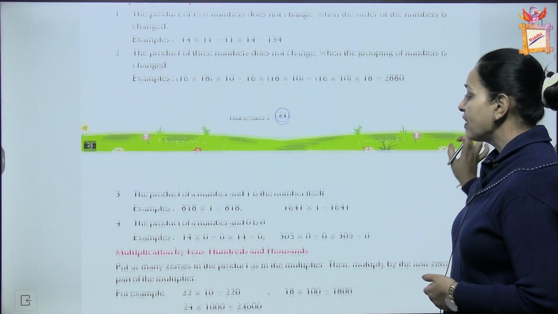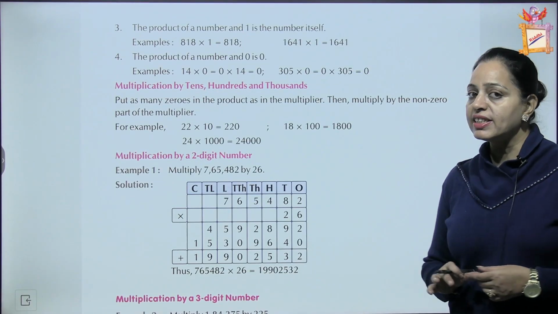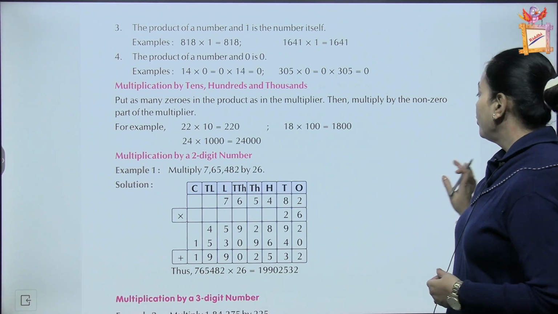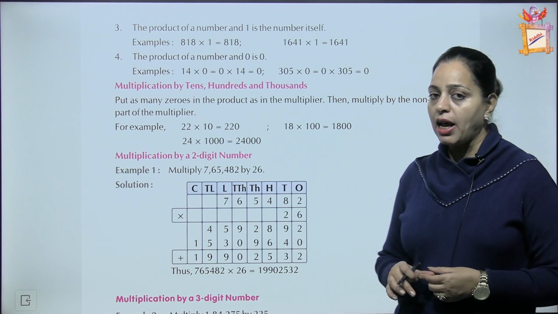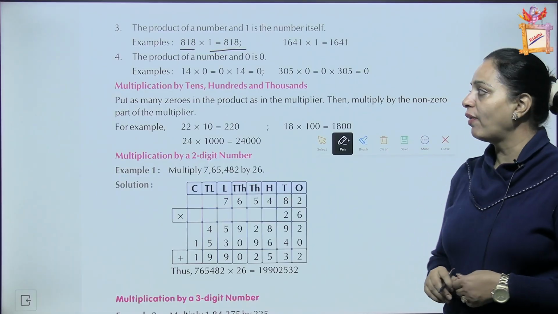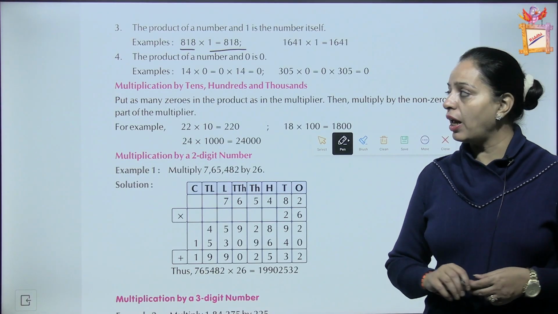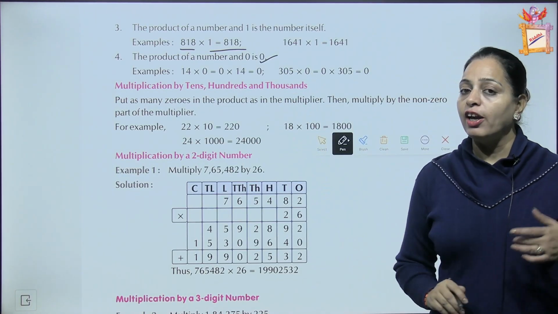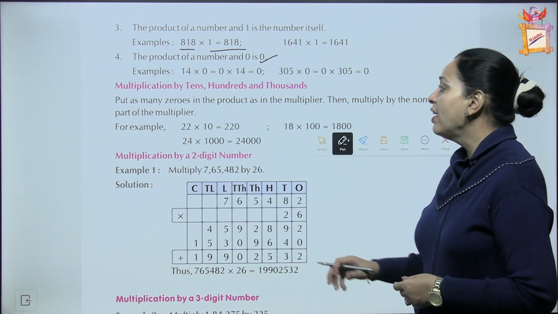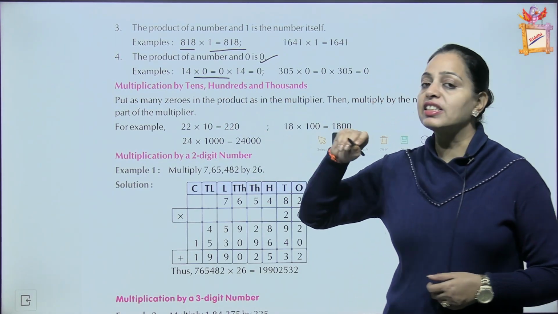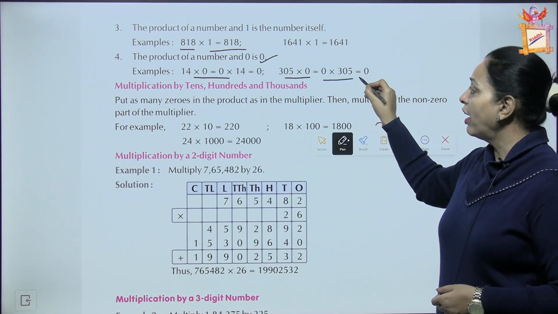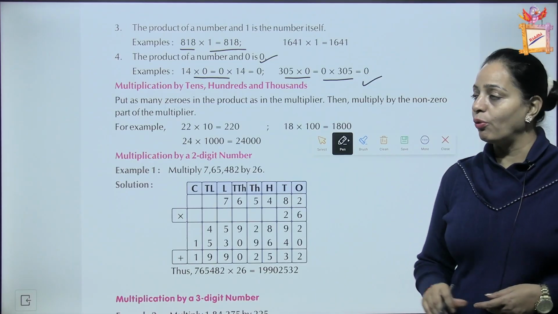Okay. The next is the product of a number and one is the number itself. If we multiply any number by one, you will get the same number. See, 818 into 1, 818 only, right? The fourth, the product of a number and 0 is 0. If you multiply any number by 0, that is 0 only. Okay, like 14 into 0 is 0 and 305 into 0 or 0 into 305, answer is 0, right?